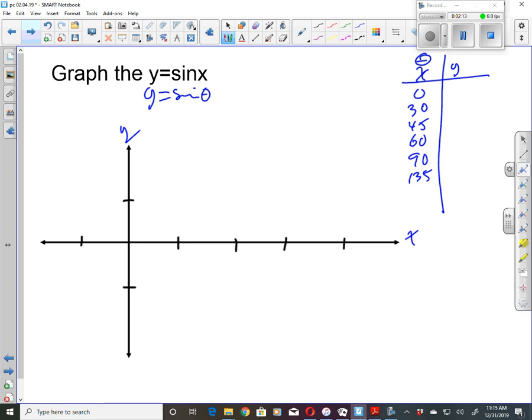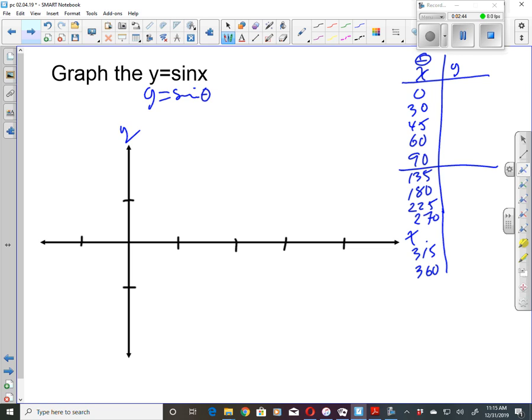135, 180, 225, 270. From 270 we go to 315 and 360. And I notice I skipped a bunch of little ones in the middle. Once we get to here, we're going to start seeing a repetitive nature in this.